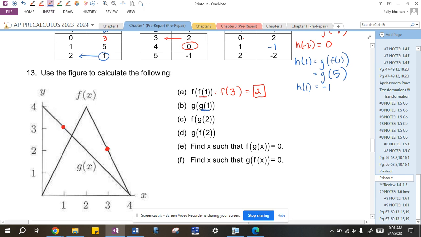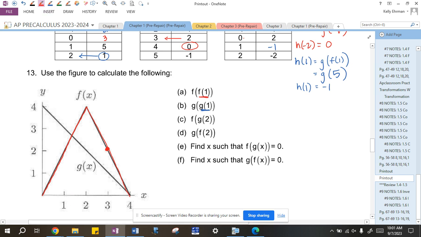Okay, g of 1. So when the input's 1, where do you land on g? Oh, you know what? I just said be careful and I landed on the wrong thing. Go back. Sorry, guys. Made my own mistake. Okay, here's f. Let me color code these. You might want to do the same. Highlight f. Highlight g in a different color or something.